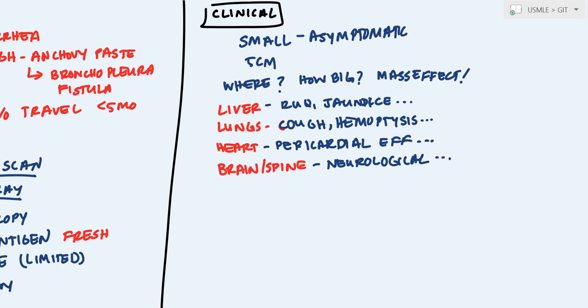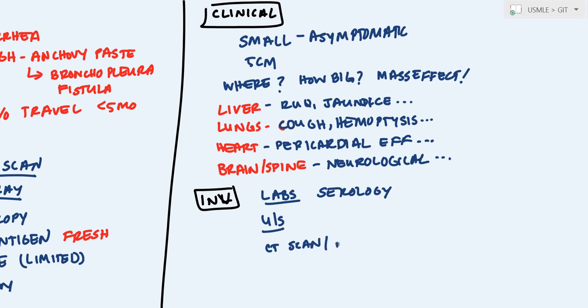What would be the investigation that you would do? When it comes to labs, they're not so specific. You could do serology for it if you're really looking for it. But the method of choice here is going to be the ultrasound. And this is because you can see many cysts, and also CT scan and MRI do help. They have certain advantages for seeing certain things.